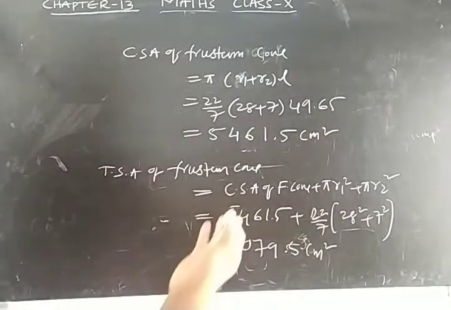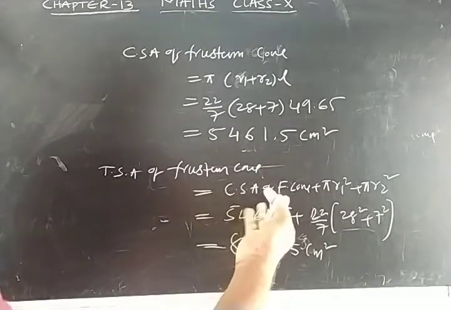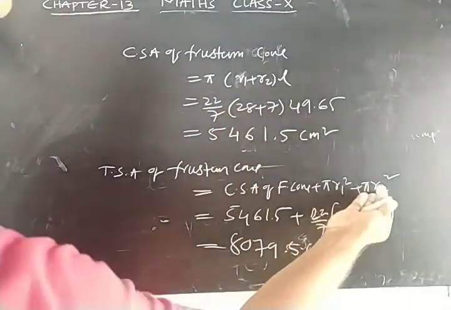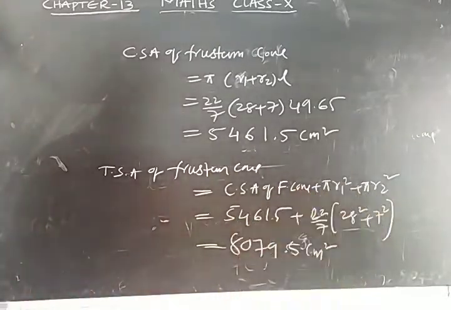How did I calculate it? I used the CSA of the frustum cone. What is TSA? The CSA of the frustum cone, plus the upper part area and the lower part area. The upper part is one circle, the lower part is another circle. By adding those areas, you get this value in centimeters square as the TSA of the frustum cone. Okay.